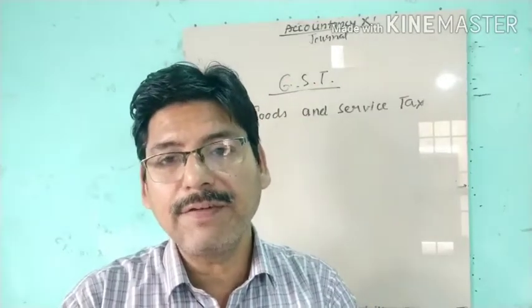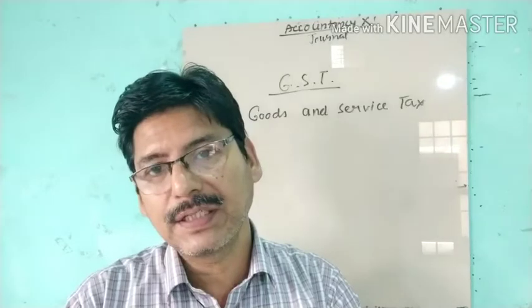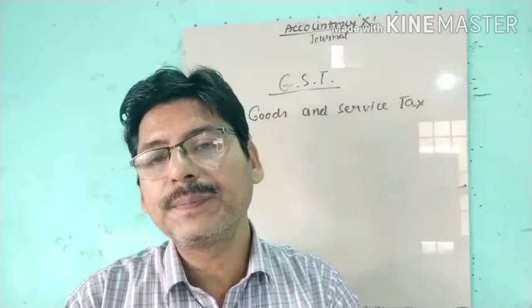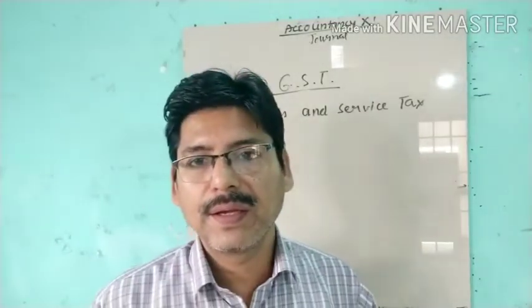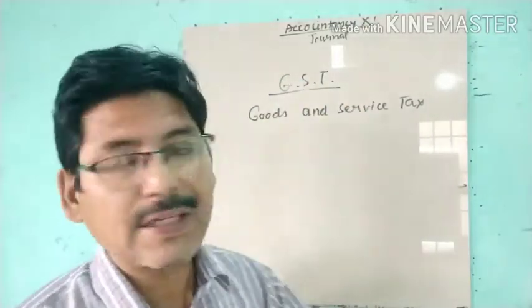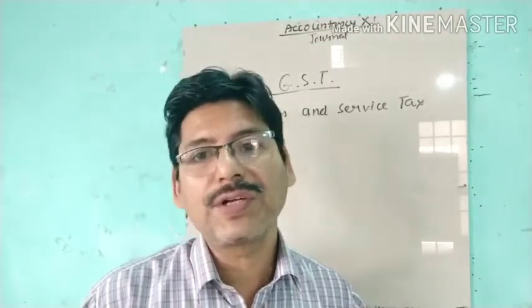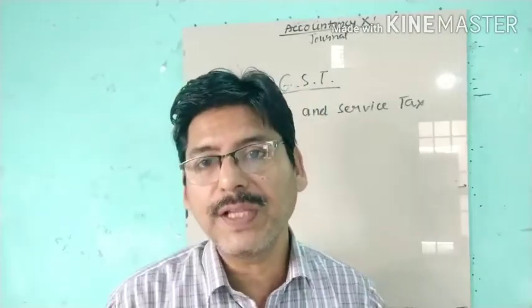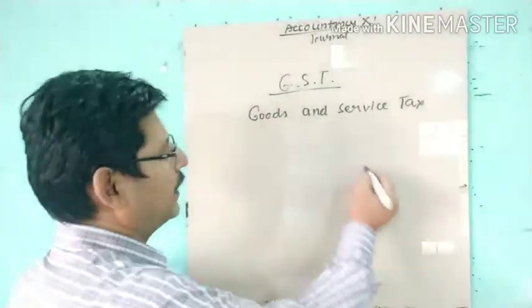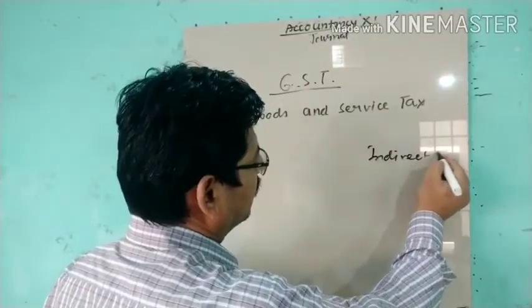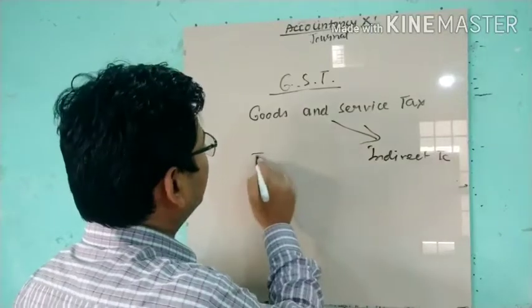Now the tax that is levied on goods and services is called indirect tax. So this GST is an indirect tax. But what is an indirect tax? Indirect tax is levied on goods and services, as I told you, but it is still not clear. If there is indirect tax, some direct taxes would also be there. So we should understand direct tax and indirect tax.